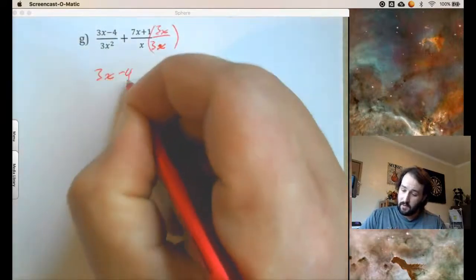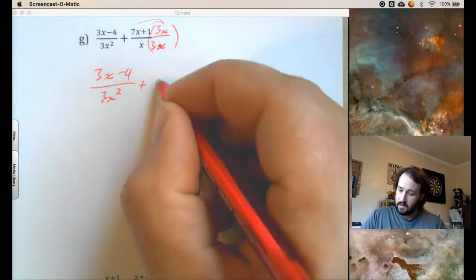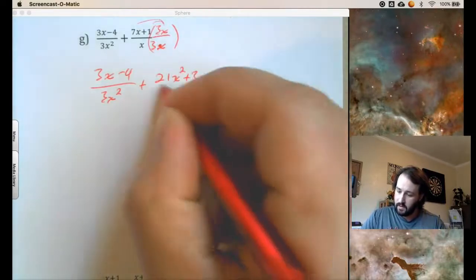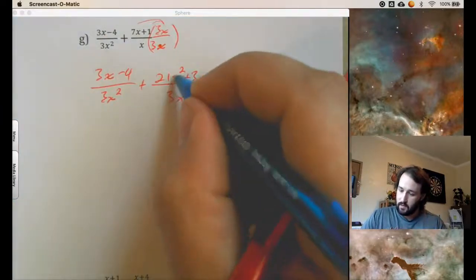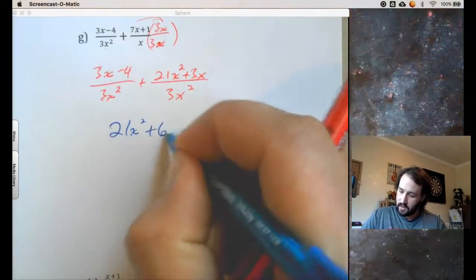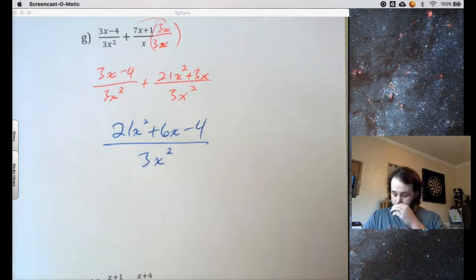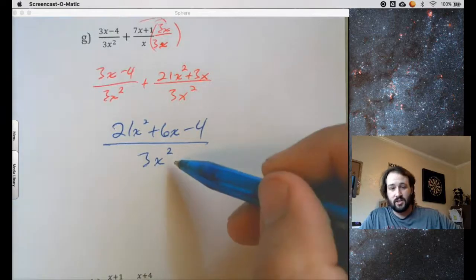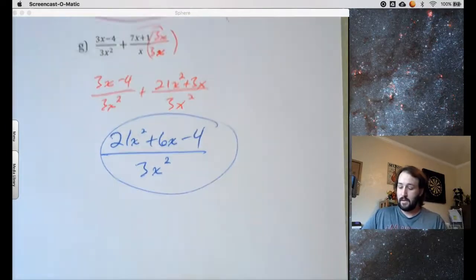So 3x minus 4 over 3x squared plus, now distribute the 3x, so 21x squared, my bad, over 3x squared. And then combine like terms, so 21x squared is by itself. And then I have 3x plus 3x, so plus 6x, minus 4 is all alone, all over the same denominator of 3x squared. Let's see, even if I tried to factor that numerator, it wouldn't divide out because that's just a 3x squared. So that's all that I can really do there. That's it. All right, moving on.